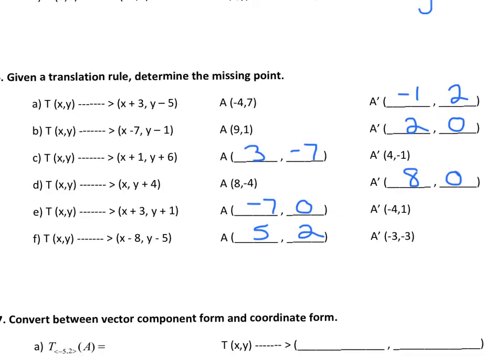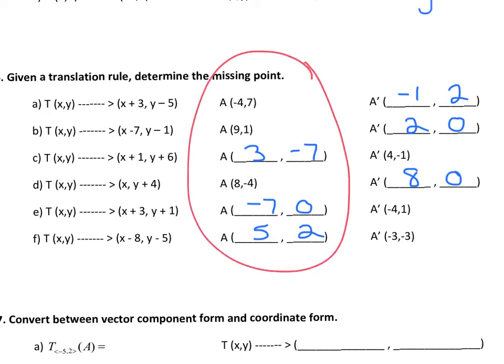Now here it's asked a different way. I'm given the translation rule, and then I'm provided a pre-image and then an image. Sometimes I'm given the pre-image and asked to find the image, like question A, B, and D. And sometimes you're asked to find the pre-image given the image. So you kind of have to look at the rule and decide where you are starting and where you are finishing.